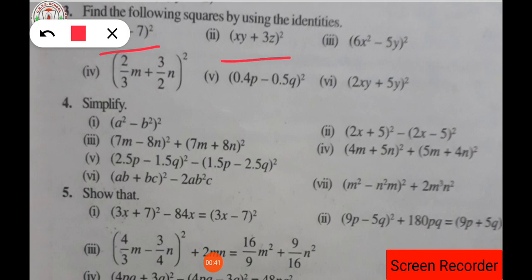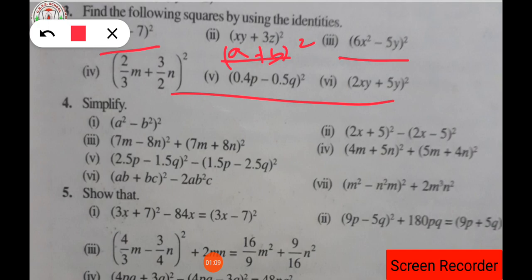Next is the part of the question, xy plus 3z the whole square is there. That means a value is xy and b value is 3z, and what is the sign between? That is a plus sign. So which formula are we going to use? That is a plus b the whole square. In the same way you are going to use the identity a minus b the whole square or a plus b the whole square.